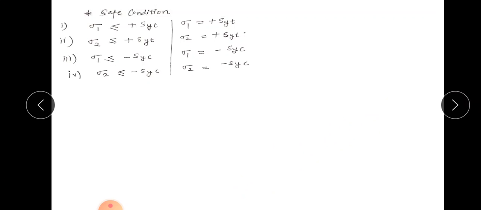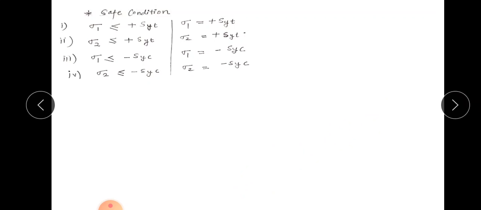So basically for case number 1, we can say that sigma 1 should be less than or equal to plus SYT. It's tensile, right? Whenever you compare this principal stress, let us say sigma 1 is the major principal stress, or the maximum principal stress, and it is less than or equal to SYT, the yield strength obtained experimentally from the tension test, then the corresponding design is safe.